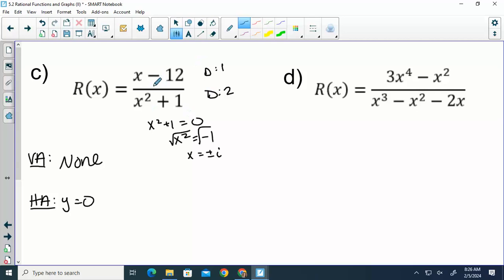Could you tell me x and y intercepts in this one if I asked? X-intercept. I told you that's when y is 0, which is really what makes the top of this equal 0. 12. Y-intercept, if you put in 0 for all of your x's, what do you get? 0 minus 12 over 0 plus 1. So negative 12 over 1, what? Negative 12. So x and y intercepts we could do easily as well.